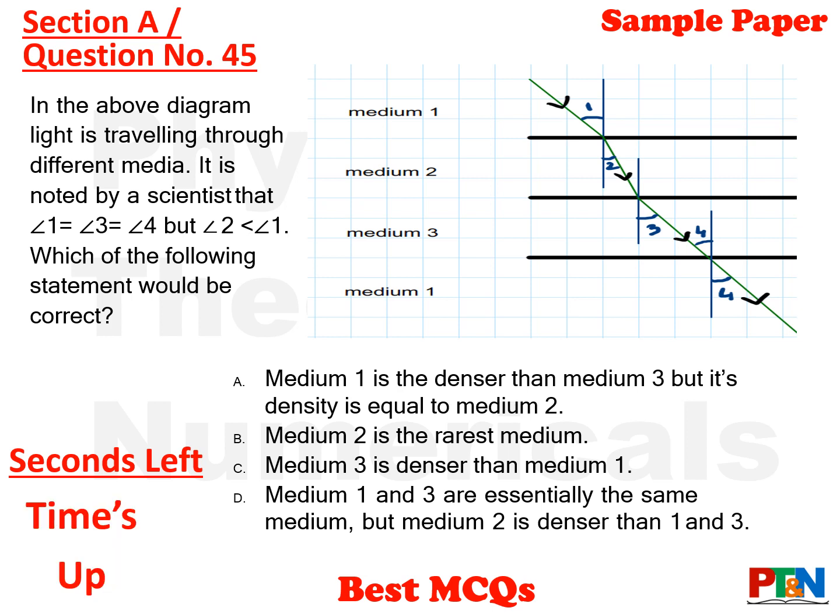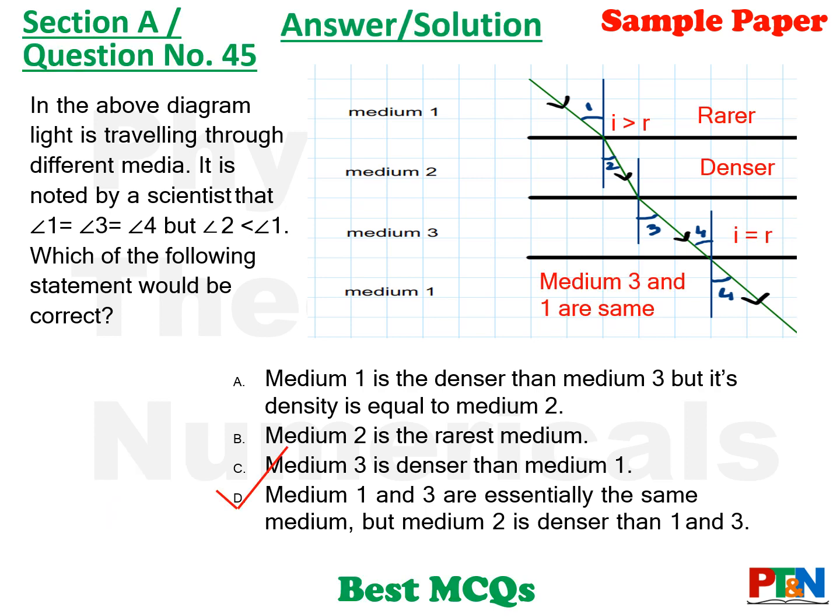Time's up. Let's see the answer. The answer is option D. Look at it carefully. Now first see, it says angle 2 is less than angle 1. In red color it is marked. So i is greater than r. r is less. That means medium 2 is denser medium compared to rarer medium. That is one part.